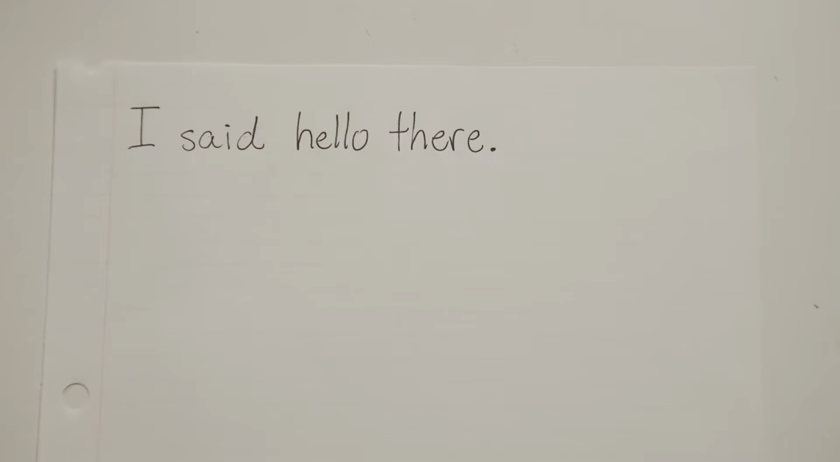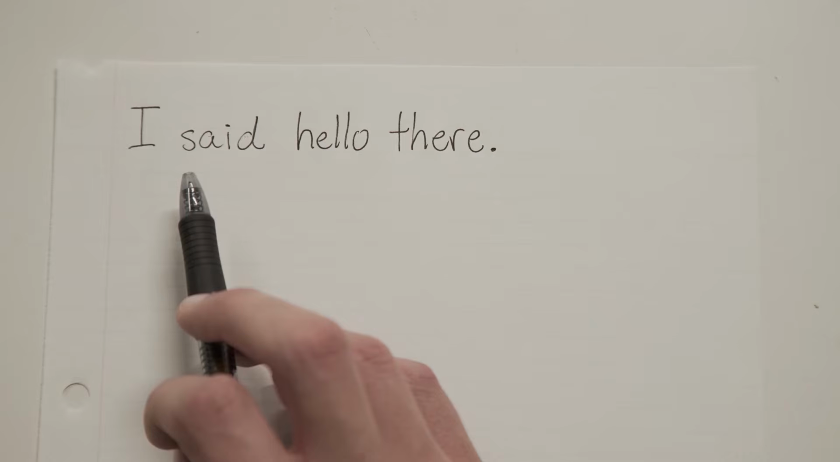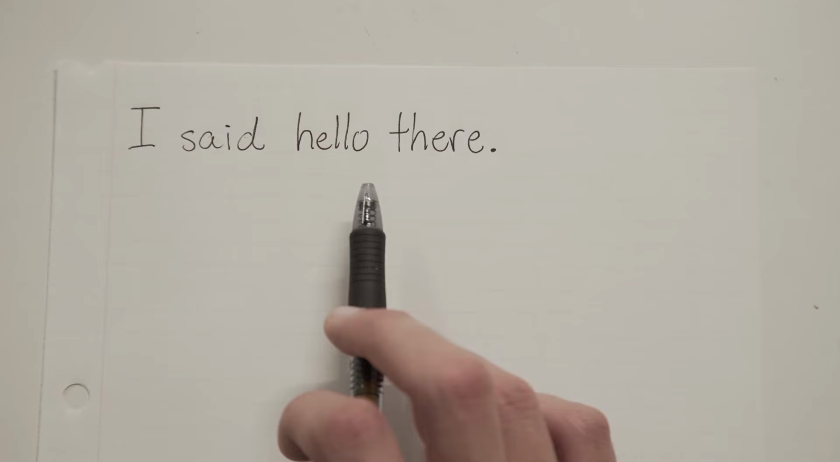I said, hello there. Okay, so in this sentence, what is our speaker tag? What words show that someone might actually be talking here? Answer is, I said. Okay, so if that's the speaker tag, then we have to look at the rest of the sentence and see if that's something that someone would actually say. We've got to see if it makes sense to be spoken out loud. And it does. It makes sense for someone to say hello there.